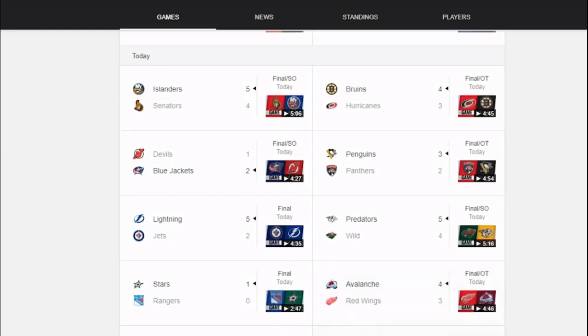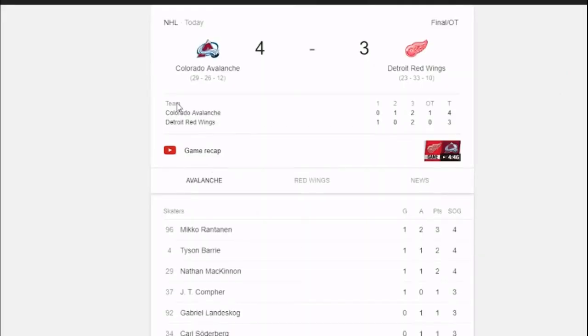So let's see the result. And the result, Colorado won the game in overtime. So it wasn't as easy as I expected, but the win is a win, so we'll take that any day.